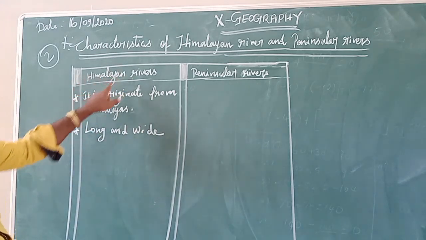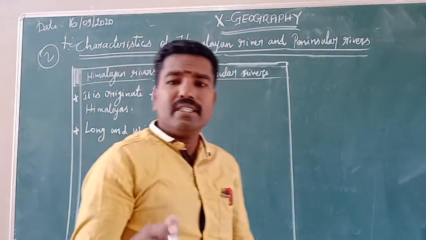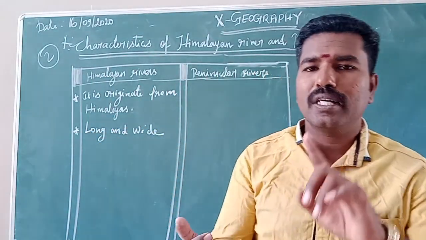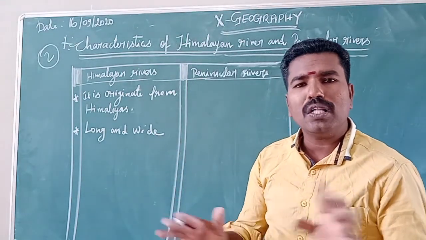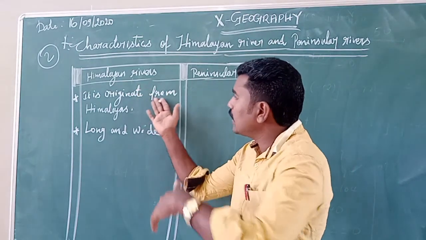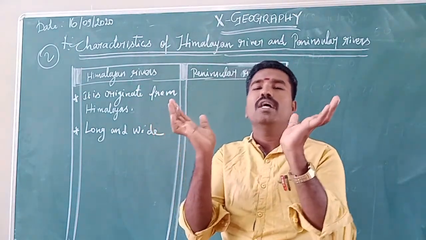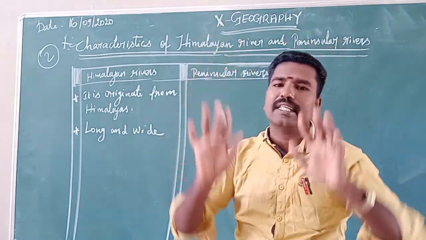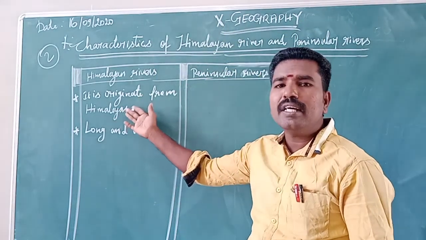First of all, the Himalayan rivers originate from the Himalayas. Most of the Himalayan rivers, like the Indus, Ganga, Brahmaputra and Yamuna, all originate from the Himalayas because the top of the mountains is entirely covered with ice caps and snow. That's why all the Himalayan rivers start from the Himalayas.